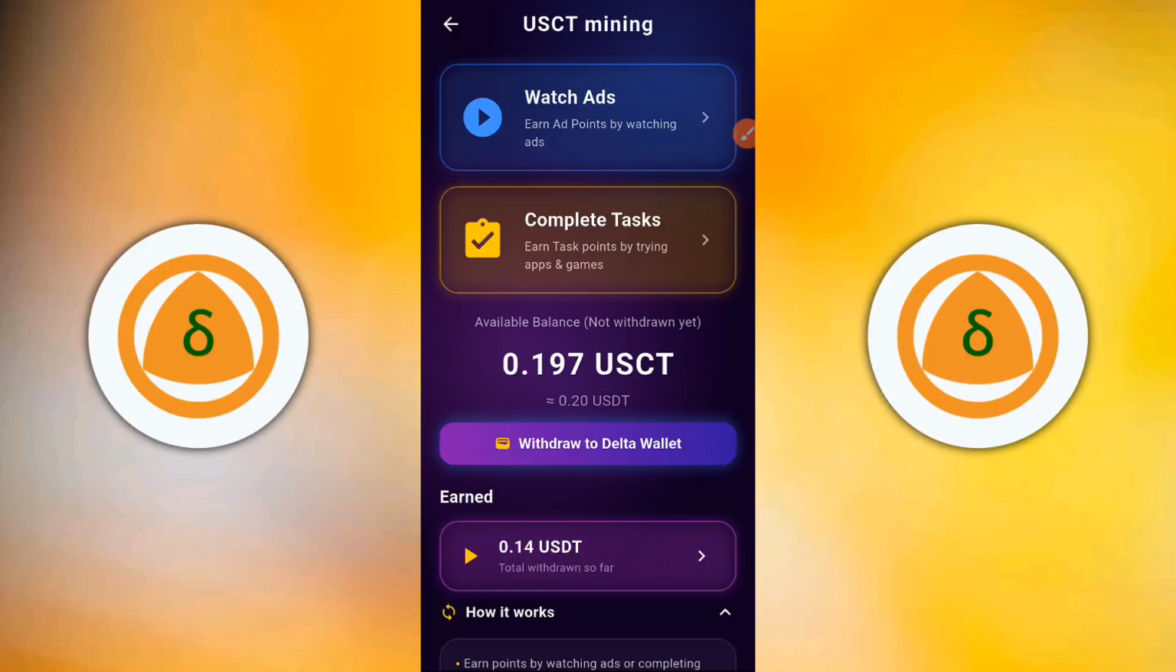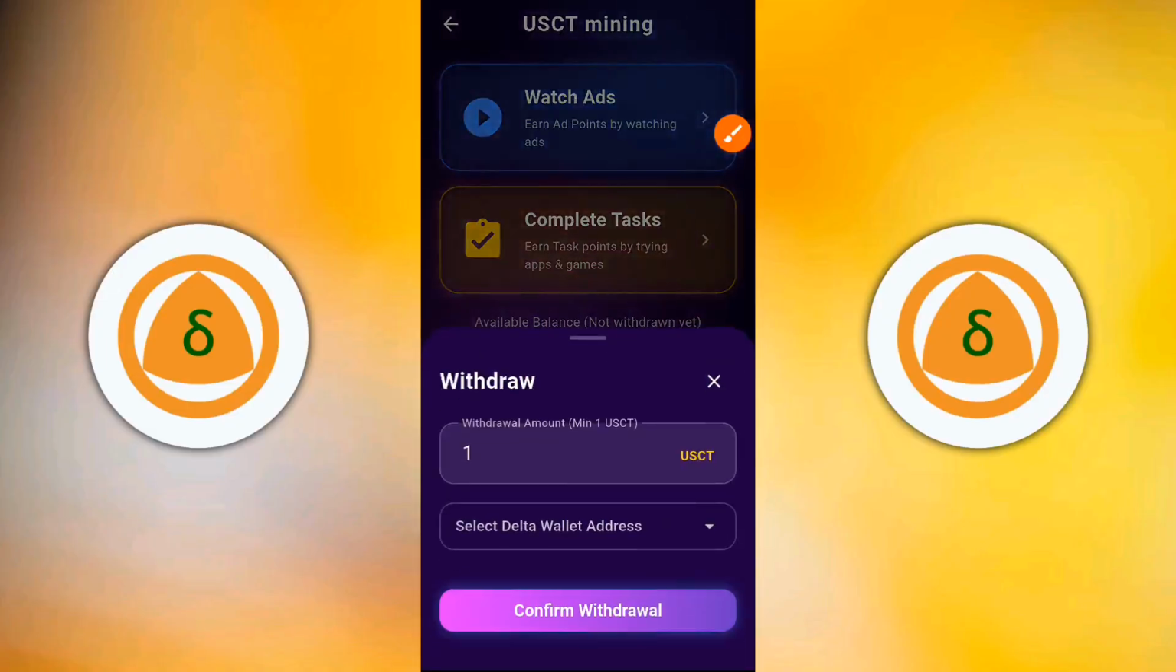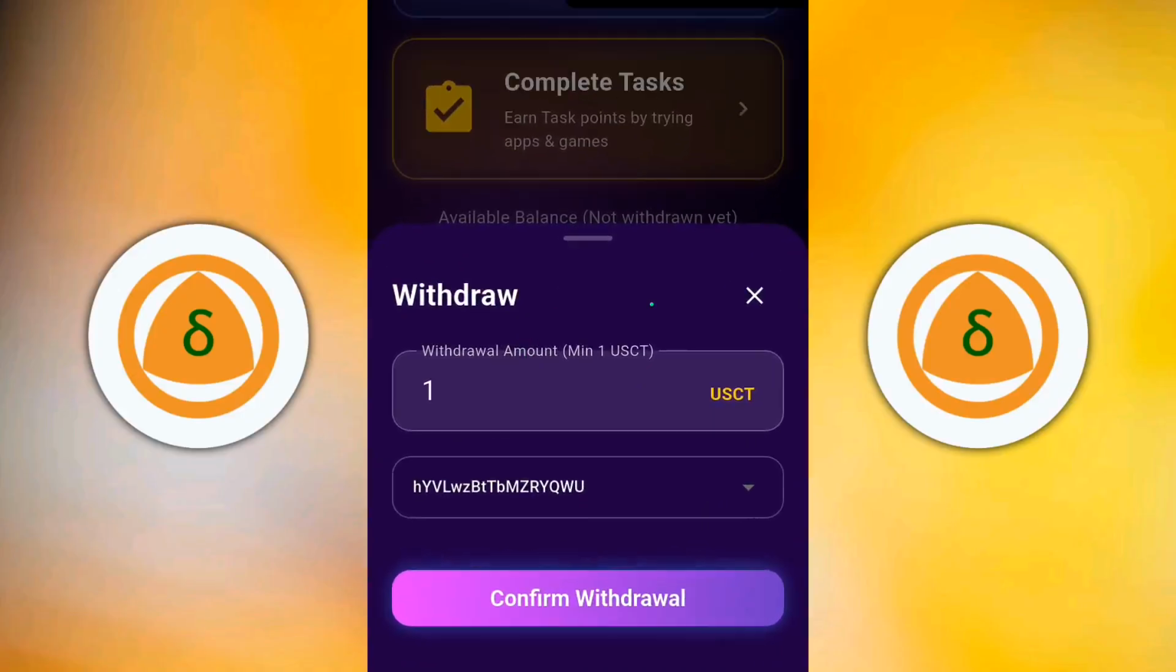Above all, the summary of whatever you earn on this app always appears in the available balance of your USCT mining section. So you can see I haven't withdrawn this yet, and if I want to withdraw this, I'll just go to the withdraw to Delta, and then specify how much I want to withdraw. And you can see right here that the minimum I can withdraw right now is actually 1 USCT. That's just the minimum you can withdraw. And once you withdraw this, you type that in and confirm withdrawal.